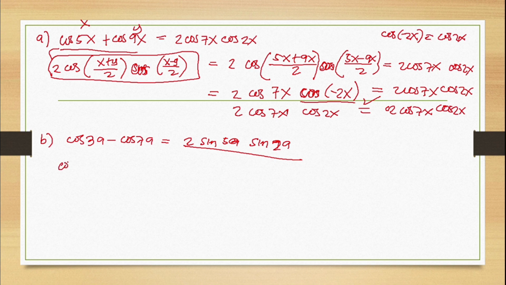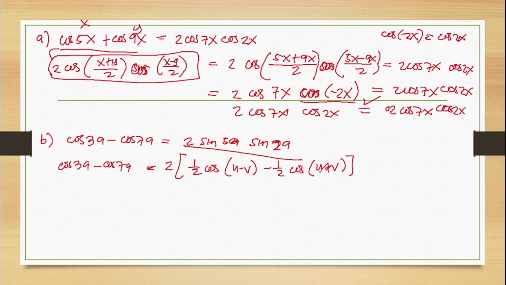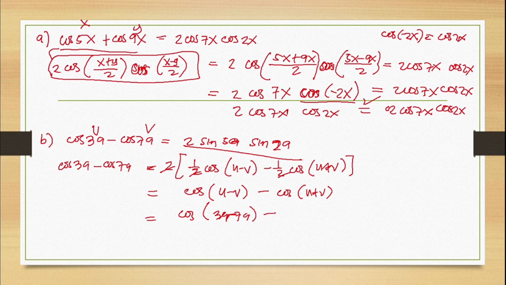So we have here cos 3a minus cos 7a is equal to, this is in the form of 2 sine u sine v, which is 1/2 cosine of u minus v minus 1/2 cosine of u plus v. So we're going to cancel this part. We have cosine of u minus v minus cosine of u plus v. Our u here is equal to 5a and v is equal to 2a. So we have 5a minus 2a minus cosine of 5a plus 2a.